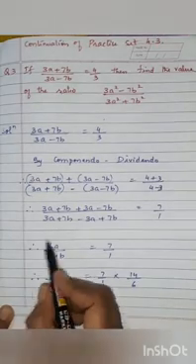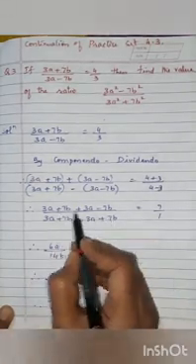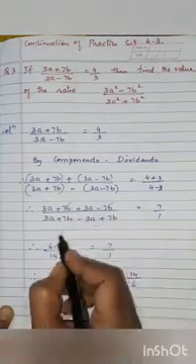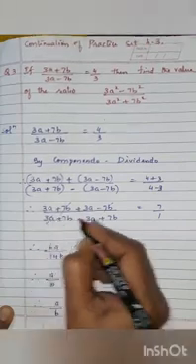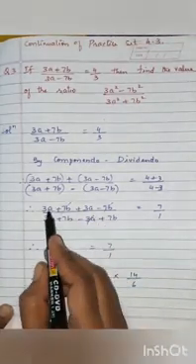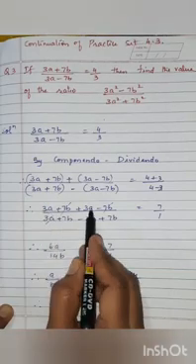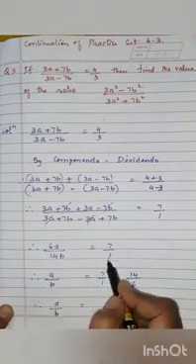Now when we open the bracket, children, what will happen: plus 7b and minus 7b get cancelled in the numerator, and in the denominator plus 3a and minus 3a get cancelled. They are like terms with opposite signs. So we get 3a + 3a is 6a upon 7b + 7b is 14b, equals 7 upon 1.